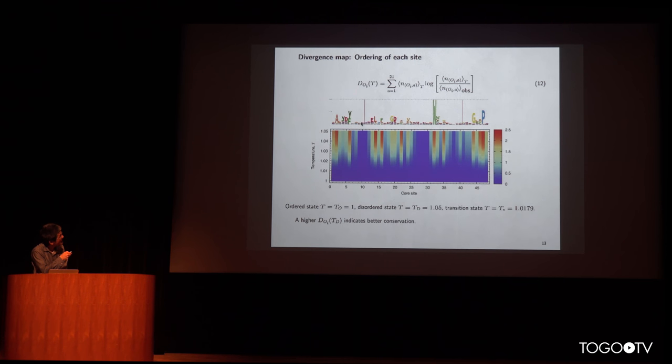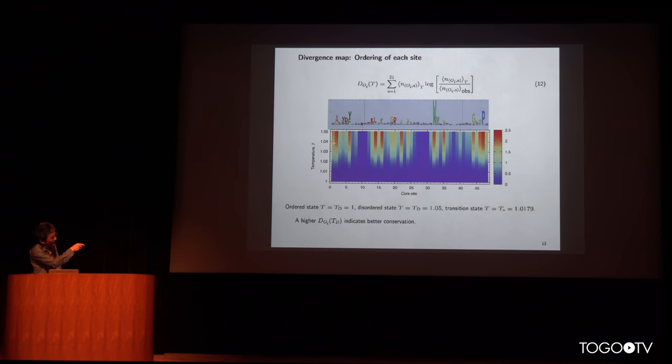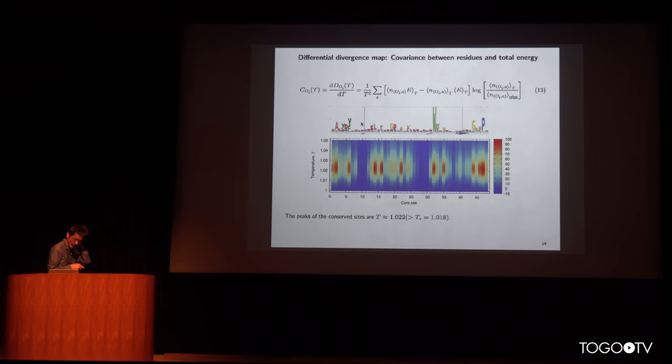And to characterize the transition of each site, I take the derivative of this divergence, which is this, and this is actually a kind of covariance between the residues at each site and the total energy. So if the residue distribution changes a lot and the energy changes a lot, this becomes a large value. If you look at this, you will find these peaks here. But most of these peaks are above the transition temperature of the overall system. Some sites show high peaks, but some sites show lower peaks. The heights of these peaks correspond to these values, actually. They correlate very well, with a correlation coefficient of almost one.